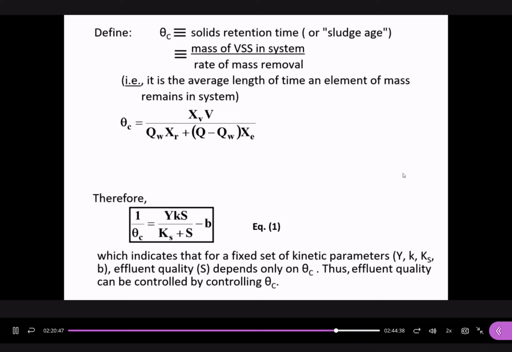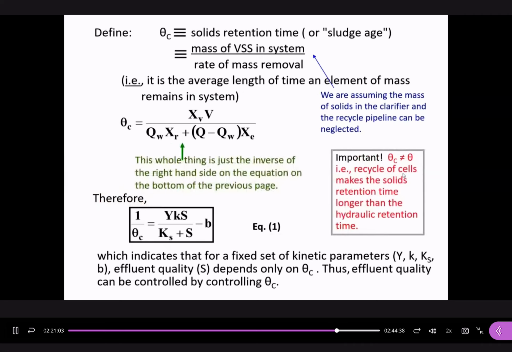Therefore, theta C is XV times V divided by removal. This is removal, two streams. What do we get? We get 1 over theta C equals mu. Right? This is a very important equation. 1 over theta C equals mu.